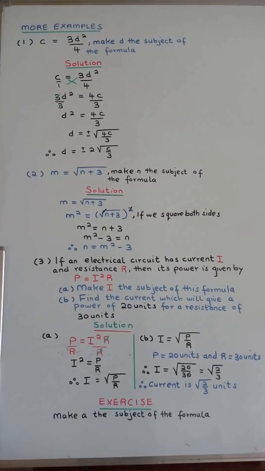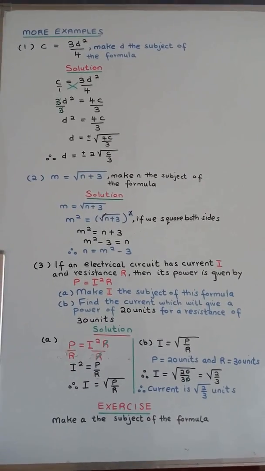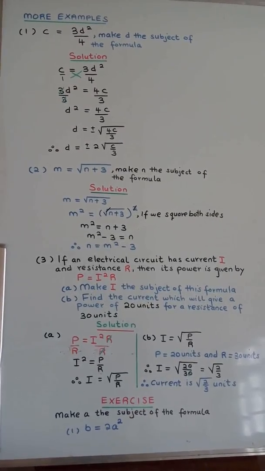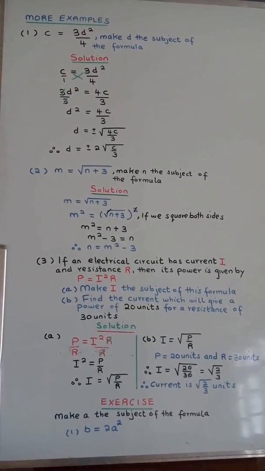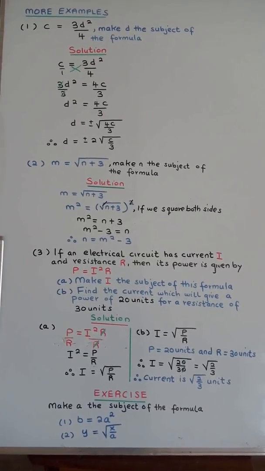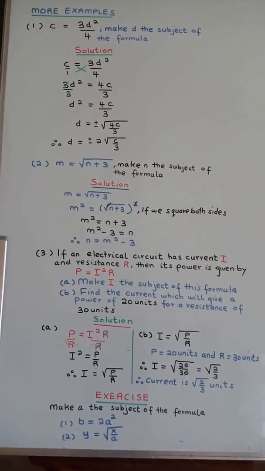Exercise. Make A the subject of the formula. Number 1, B is equal to 2A squared. Number 2, Y is equal to the square root of X over A.